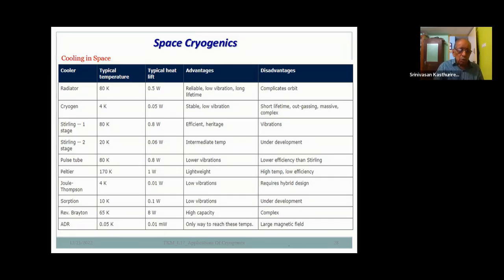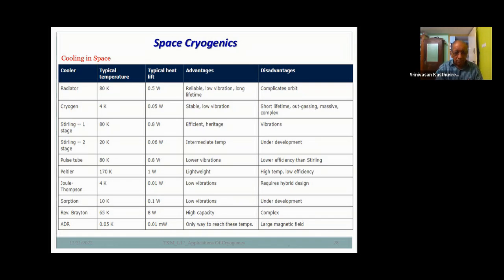Stirling type cryocoolers are useful at 80 K, about 0.5 to 0.8 watts, and are efficient. The advantage is that it is quite efficient. The disadvantage is that because of the motion of the displacer piston, you always have a certain amount of vibration. Coming to the second stage Stirling, which operates up to 20 Kelvin, the cooling power may not be very high, 0.06 watts. So you get intermediate temperatures, and many times these are specifically developed for the application.